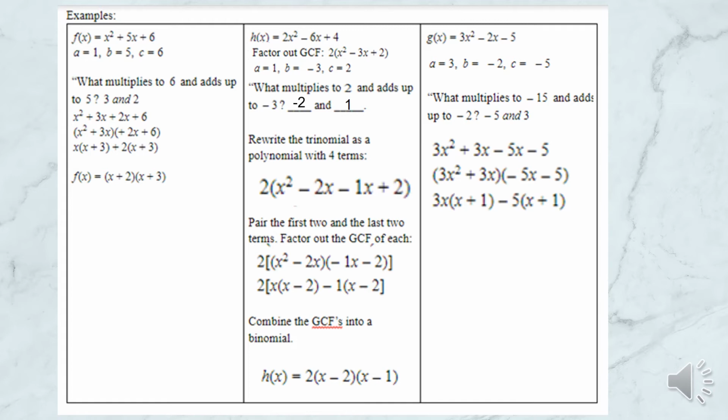Again, I repeat the same process where after I've paired the first two and the last two terms, I take out the GCF of both. I notice that my things in parentheses are the same, so I have not messed up, and thus my last step is to take the outside GCFs, combine them into a binomial, and leave one of those that is in parentheses.